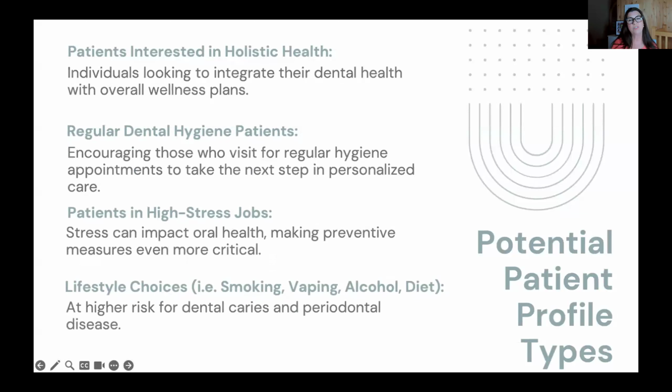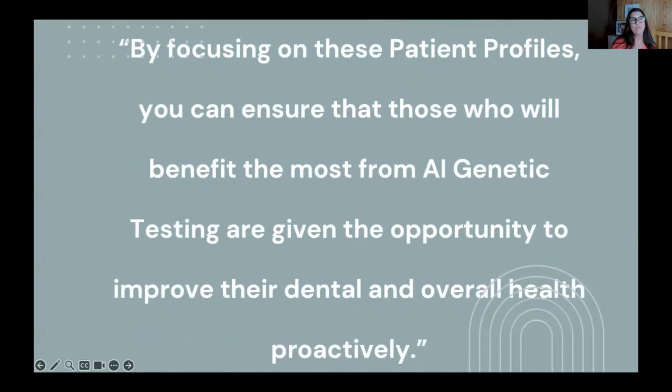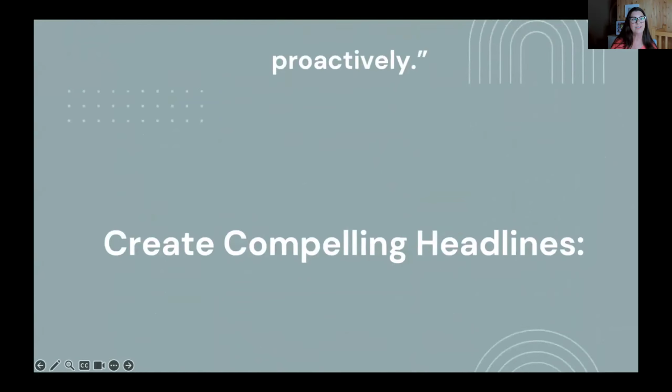And then lifestyle choices. So those who smoke, use vaping or alcohol, diet, we know that these are all at higher risk of dental caries and periodontal disease. And you could keep going. The list is so long. So I really encourage you to take the time and create your own patient profile type. And by focusing on these patient profiles, you can ensure that those who will benefit the most from AI genetic testing are given the opportunity to improve their dental and overall health proactively. So I encourage you again to create your own list and just think about those patients that are in your practice and who do you think would be great to have this tested on.